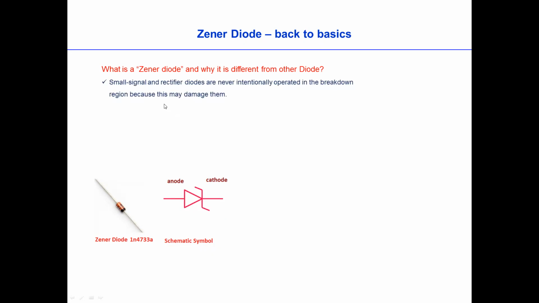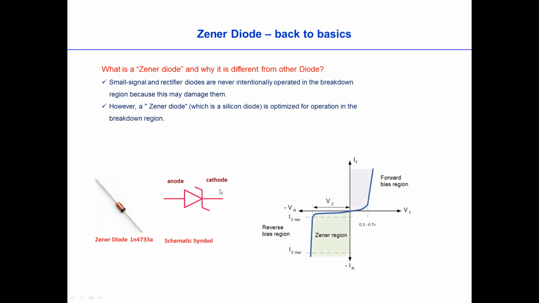Small signal or rectifier diodes are never intentionally operated in the breakdown region because this may damage them. However, a Zener diode, which is a silicon diode, is optimized for operation in the breakdown region. What does this mean?